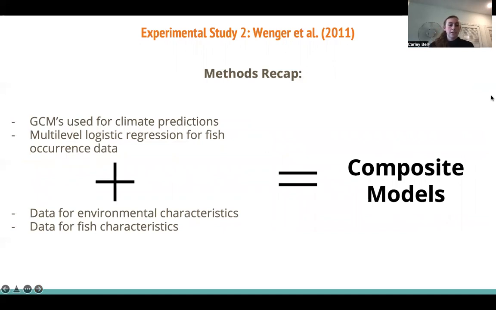So another recap, they used the data for the fish characteristics, the data for the environmental characteristics, multi-level logistic regression models for the fish occurrence, and then the general circulation models again for the climate predictions. And that made the composite models, and they inputted all the data into the composite models. The composite models extrapolated the data and outputted the occurrence of these trout species over time based on the climate change.